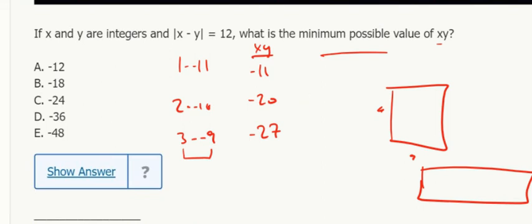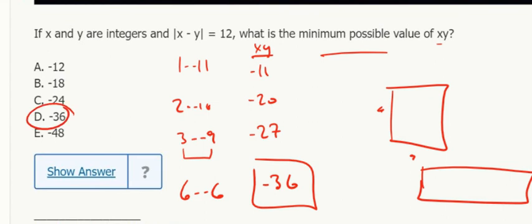By the way, that's kind of what's going on: make them more similar. So the best I'm going to be able to do is 6 minus negative 6, in which case xy is negative 36. Making them more similar in magnitude maximizes the product, in this case minimizes the outcome because one of them is negative.